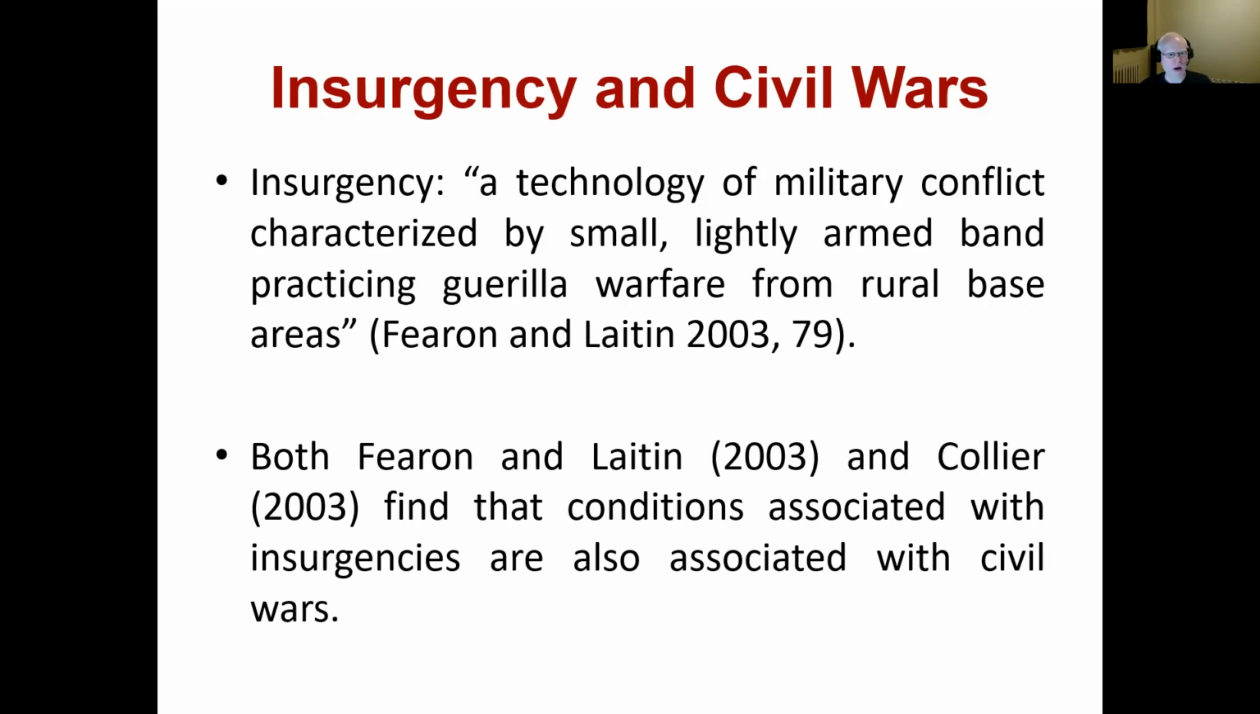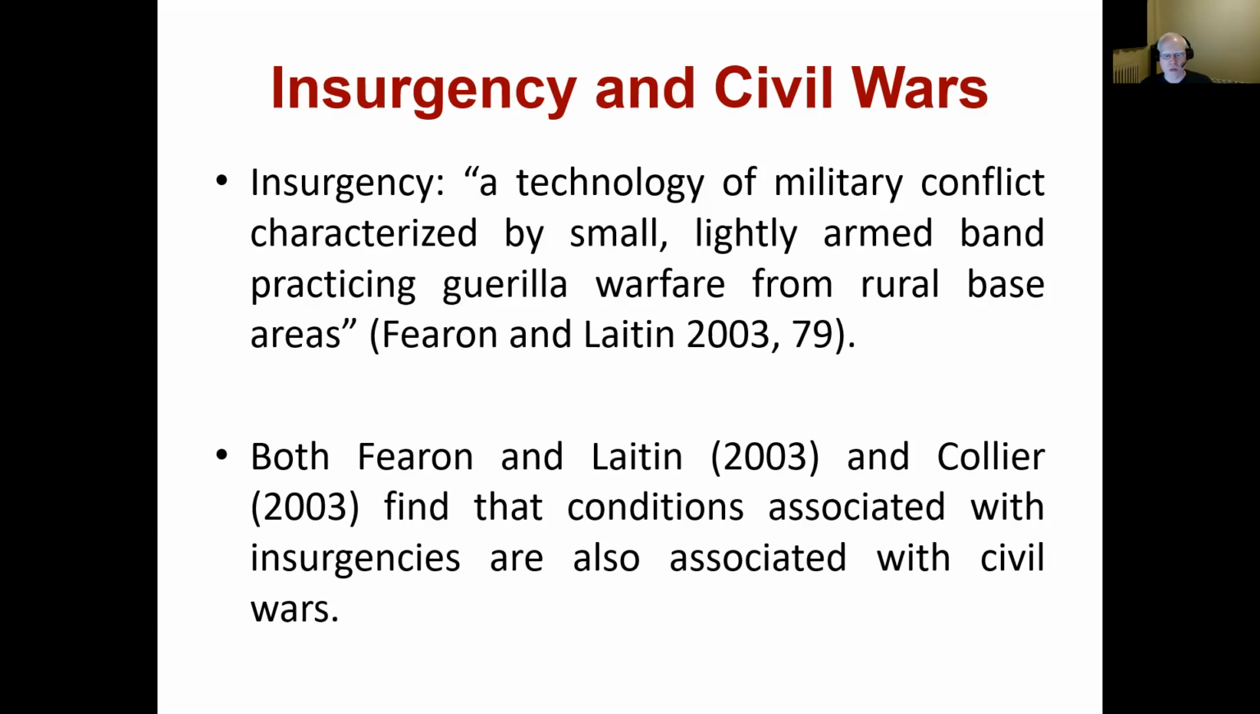And multiple studies have found that conditions associated with insurgencies are also associated with civil wars. So it's not regime type, it's not income inequality, it's not ethnic diversity that predicts civil war, but it's the ability to carry out an insurgency. Because if you're able to carry out an insurgency, then you've got a prospect for a successful civil war. If you don't have the conditions favorable for carrying out an insurgency, then your prospect of carrying out a successful civil war isn't very high.